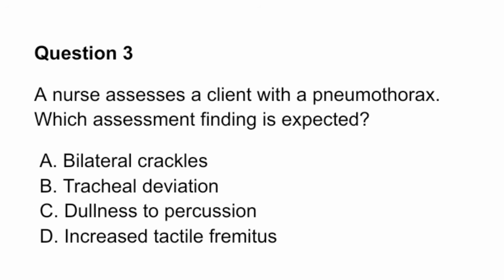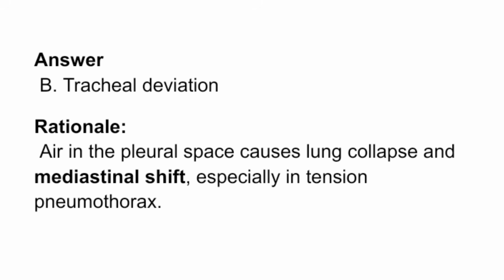Question 3. A nurse assesses a client with a pneumothorax. Which assessment finding is expected? A. Bilateral crackles. B. Tracheal deviation. C. Dullness to percussion. D. Increased tactile fremitus. Answer. B. Tracheal deviation. Rationale. Air in the pleural space causes lung collapse and mediastinal shift, especially in tension pneumothorax.